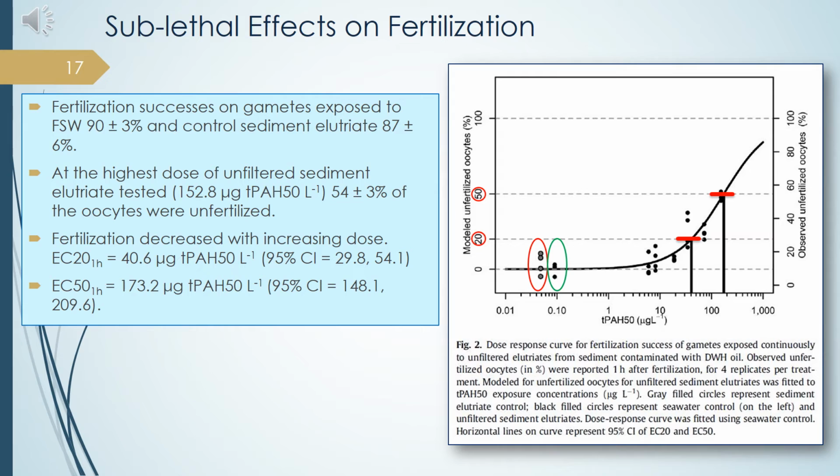So you have fertilization success for gametes exposed to filtered seawater. It was 90%, and the control sediments were about 87%. At the highest dose of unfiltered sediment elutriate, tested at 152.8 micrograms, there was about 54% unfertilized. And then you have fertilization decreased with an increasing dose. So the effective concentration 20 after 1 hour was 40.6, and then the effective concentration 50 after 1 hour was 173 micrograms.